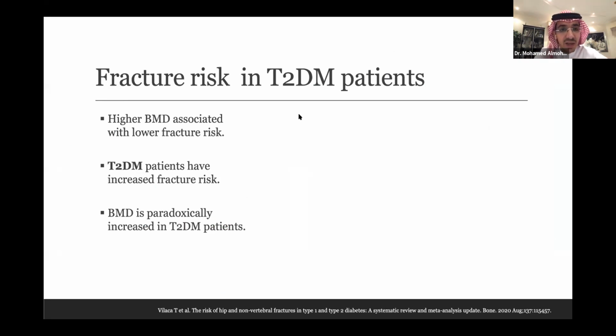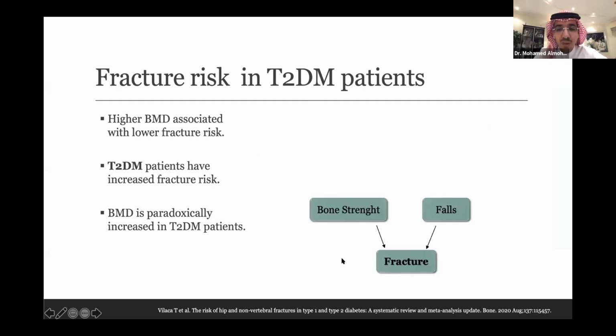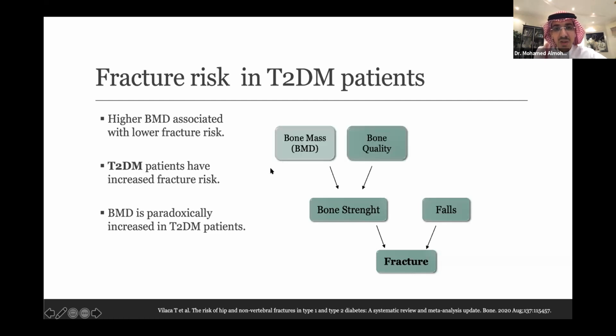So how can that be explained? When we talk about fracture risk, that's in general, but it is also nicely demonstrated in type 2 diabetes patients. The fracture risk will be increased if the bone strength is low. Also, we know that type 2 diabetes patients are more prone to falls. They will have an increased risk of falls, either because of hypoglycemia, diabetic nephropathy, diabetic retinopathy, and other risk factors for falls. So that might contribute to the fracture risk increment in those patients.